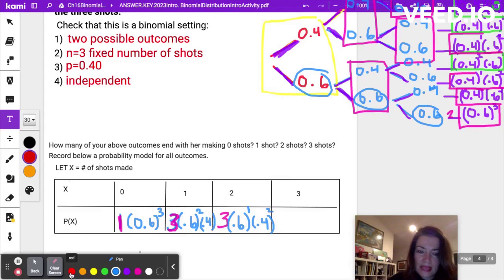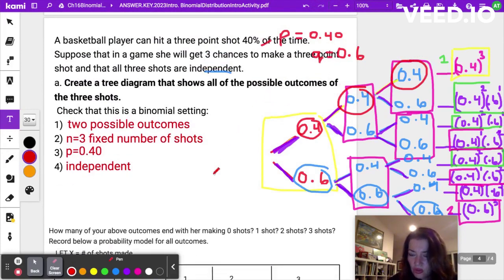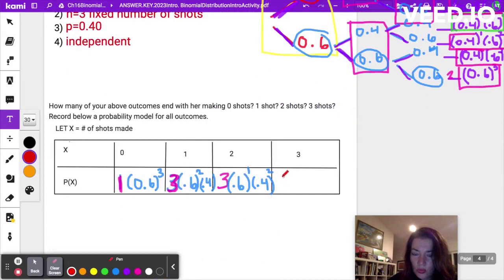And lastly, if you look at the tree diagram here, there's only one way where you could make 3 shots. That means you're going to make the 3 shots every time you shoot. So that will be one way of making all 3 shots. So 1 times 0.4 cubed.